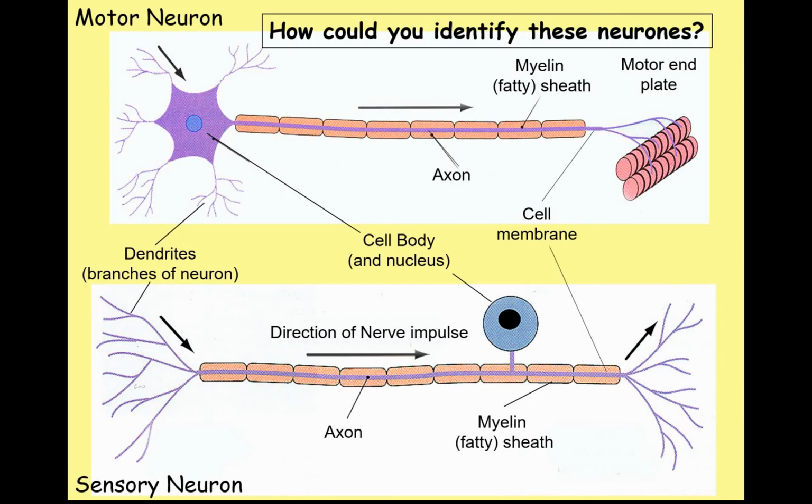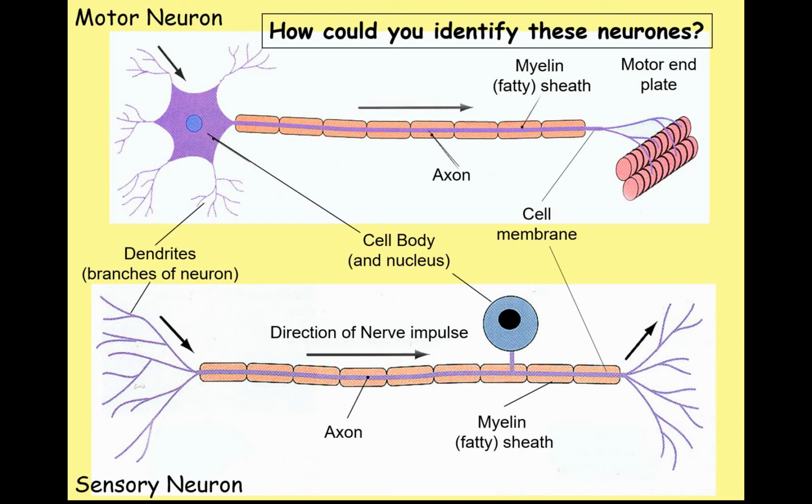Okay, so I want to look at neurons with you now. So you've got two pictures. One of them, there's only a motor neuron, a sensory neuron shown here. Okay, I want you to have a good look at them. Look at what they're made of.